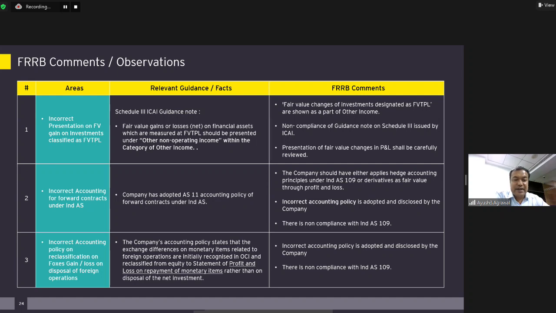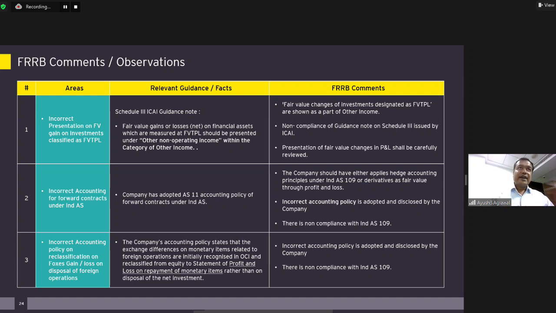Then, reclassification of forex gains or losses on disposal of foreign operations. Now, if there is a net investment in a foreign operation, let's say an investment in a subsidiary or investment in a branch or any foreign operation that has been designated as a net investment in a foreign operation, that's an accounting concept and an accounting choice available in Ind AS 109.